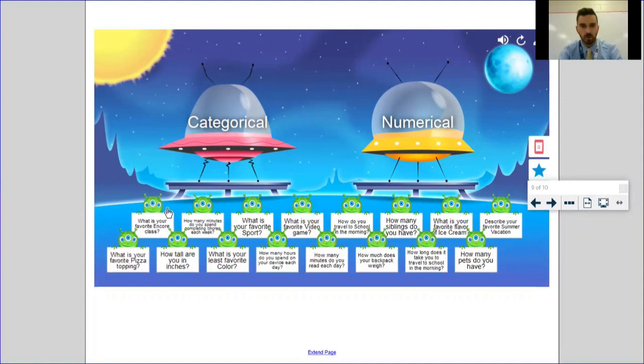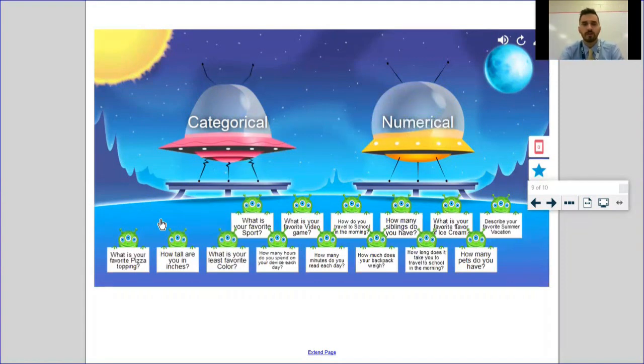If you said categorical, you are correct. How many minutes do you spend completing chores each week? If you said numerical, you are correct. Because minutes, you're going to give me a number there, right?